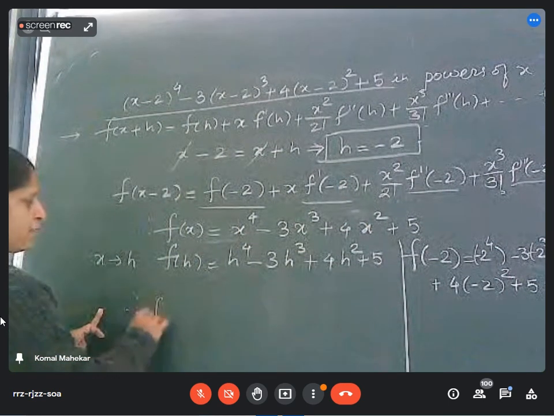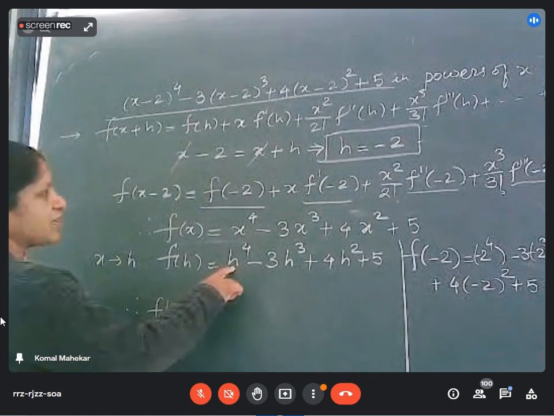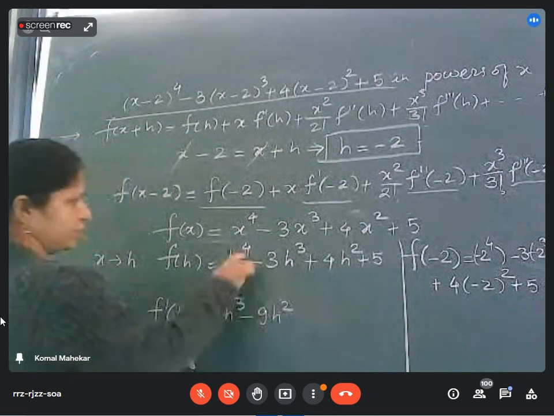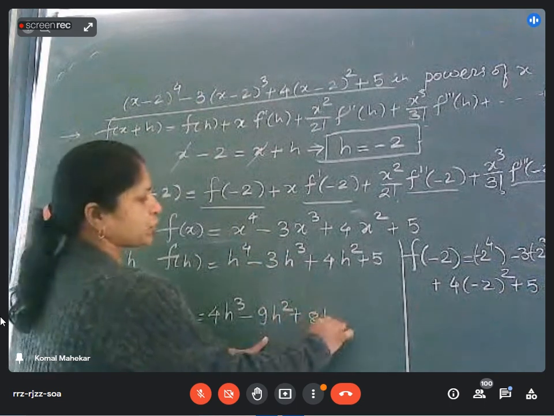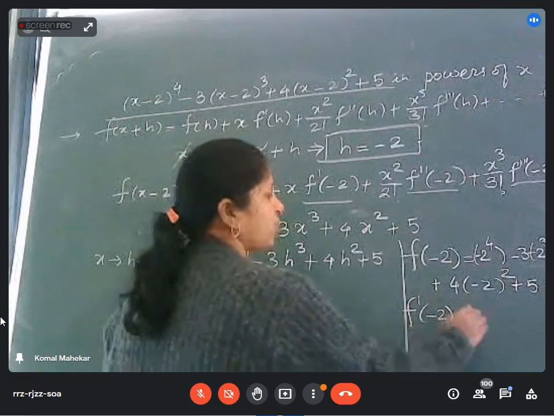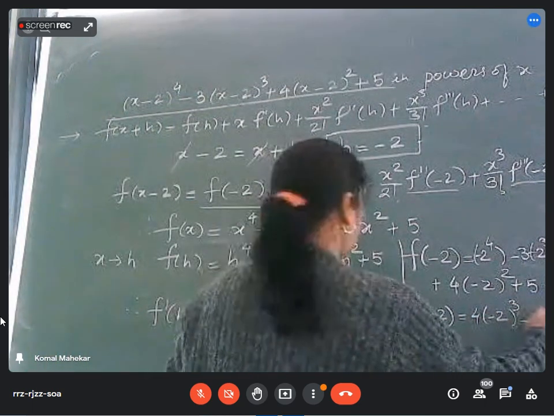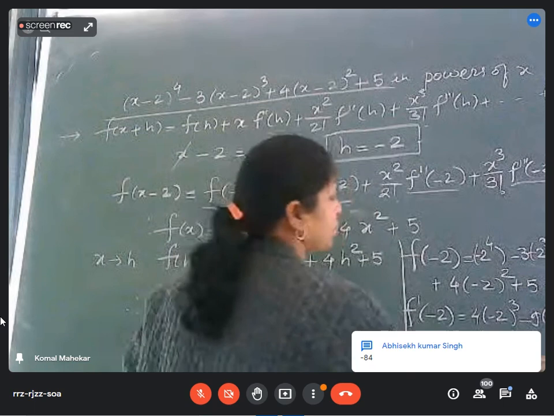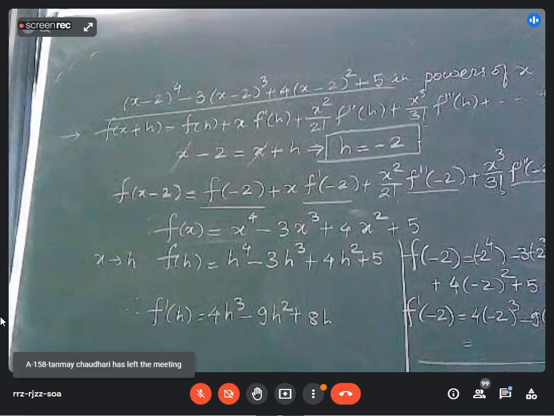Then, differentiating this with respect to h, f dash of h. So you can find its first derivative, that is 4h cube minus 3 into 3, 9h square, plus 8h. And the value of this derivative again at h equal to minus 2. So f dash of minus 2 will be 4 into minus 2 cube minus 9 into minus 2 square plus 8 into minus 2. So you will find this value f dash of minus 2. Yes, it is minus 84.